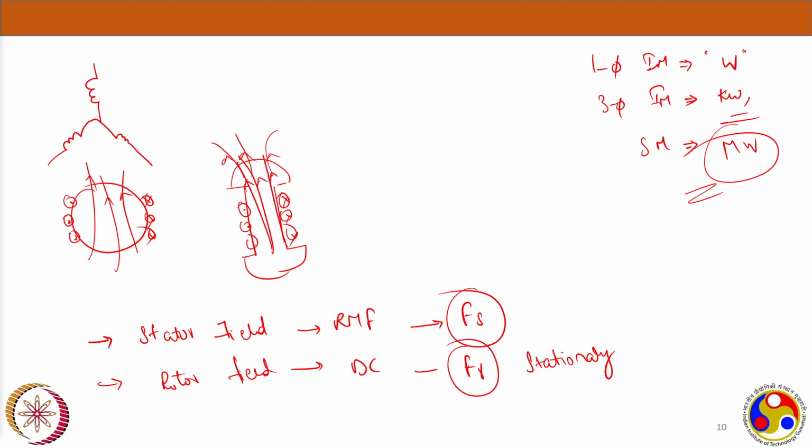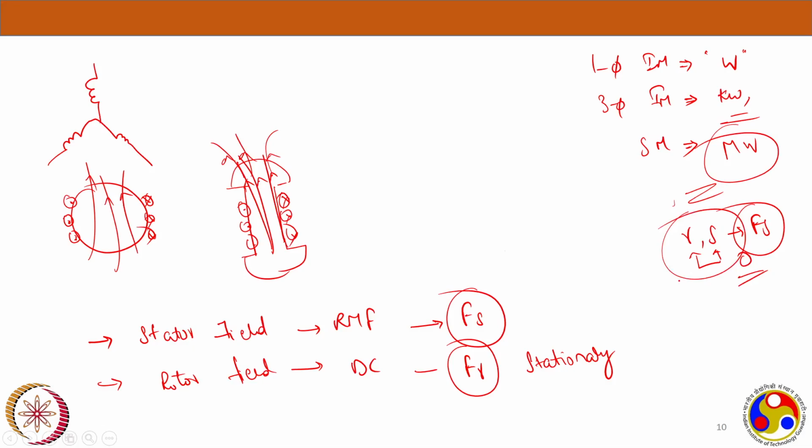Will this machine produce torque? Definitely it won't, because we know that for production of a steady electromagnetic torque, the relative speed between the stator field and rotor field must be zero. So what happened in the induction machine? Your rotor field and stator field both are rotating with the speed of Fs, so that the relative speed between rotor field and stator field is zero.